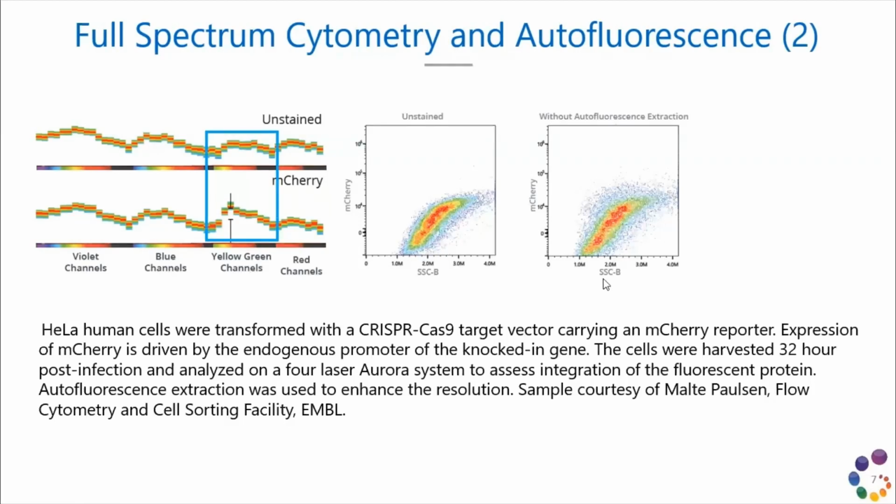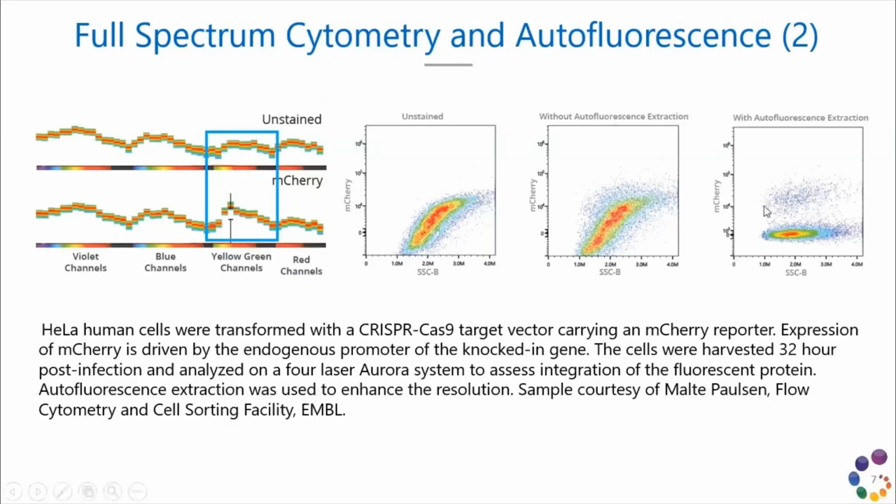So what we can do is re-unmix the data, but this time extract out the autofluorescence. Now we can clearly see the positive mCherry events and distinguish them from the cells that are not expressing mCherry.